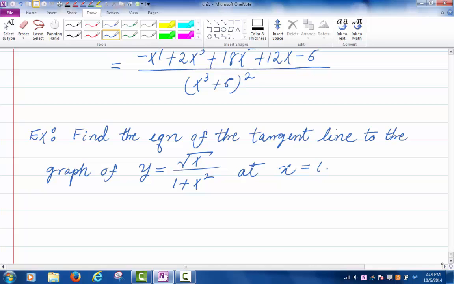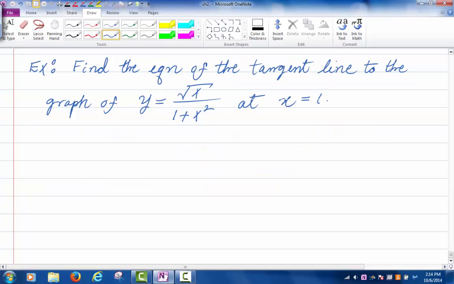And so the question is, first of all, which point corresponds to x equals to 1 on the graph? When x is 1, I have to figure out what's the second coordinate of the point, right? So you just plug in. If x equals to 1, then the y value is root of 1 over 1 plus 1 squared, which is half. So we are talking about the tangent line at the point 1 comma half. Okay?